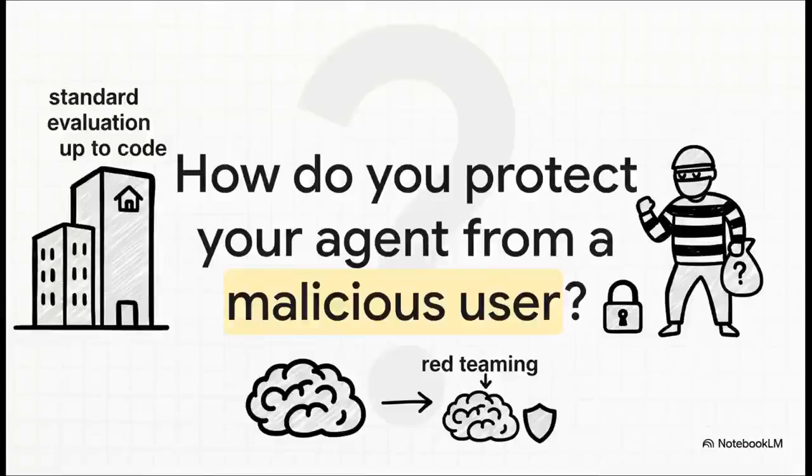If standard quality evaluation is like a building inspector coming by to check if your plumbing is up to code, red teaming is entirely different. Red teaming is like actively hiring a professional cat burglar, handing them the blueprints and saying, "Please try as hard as you can to break into my house tonight." You are proactively using a secondary AI system to aggressively attack your primary AI system. The goal is to expose all the hidden, terrifying vulnerabilities before bad actors out in the wild can find them.